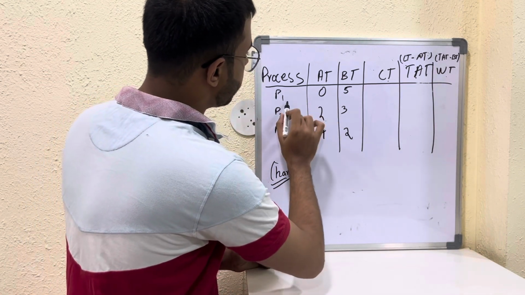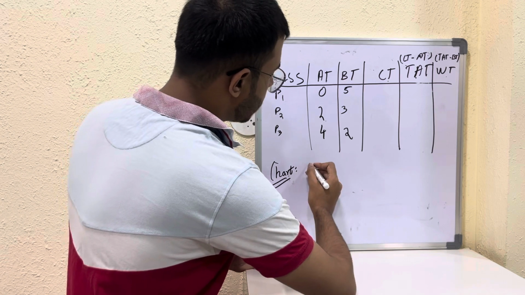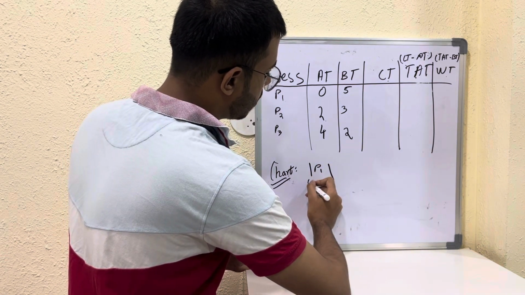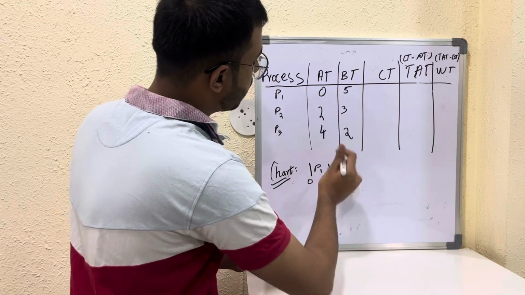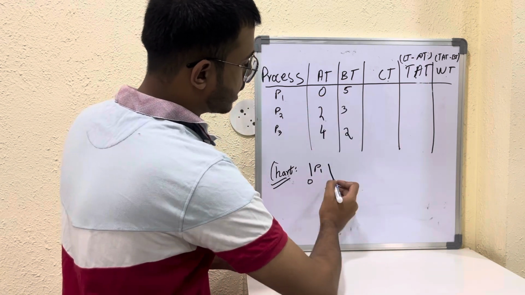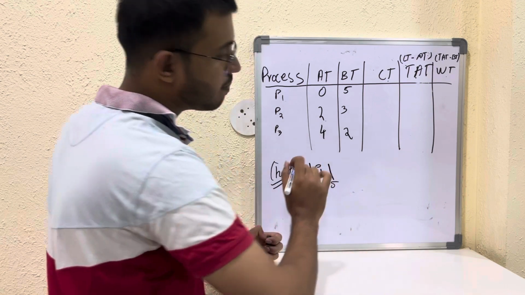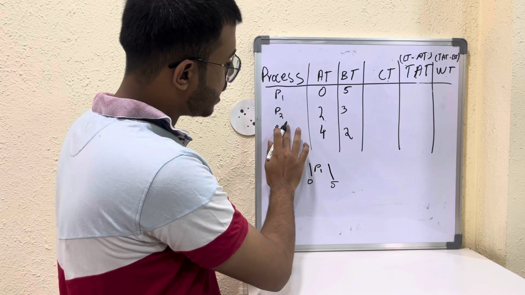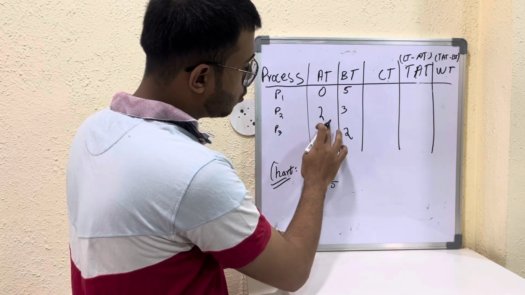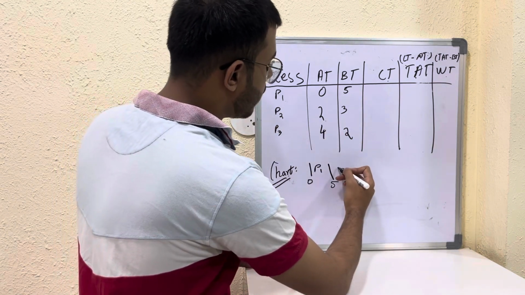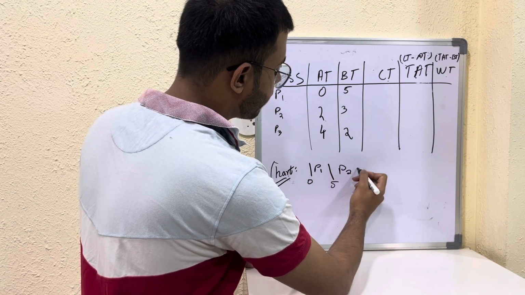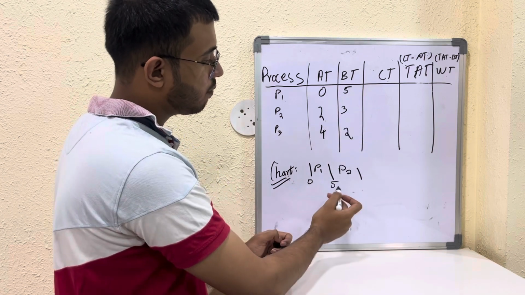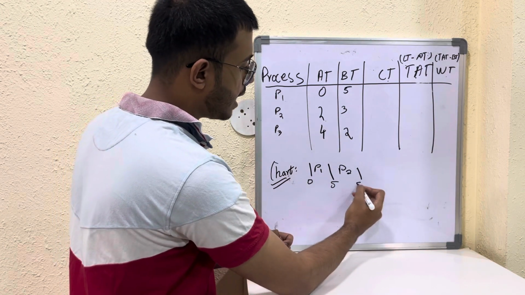First, P1 is entering at 0. So we mark P1 starting from 0, and it completes at 5 seconds. Next we have P2. P2 is entering at 2, so we take P2, and it takes 3 more seconds. So 5 plus 3 is 8.